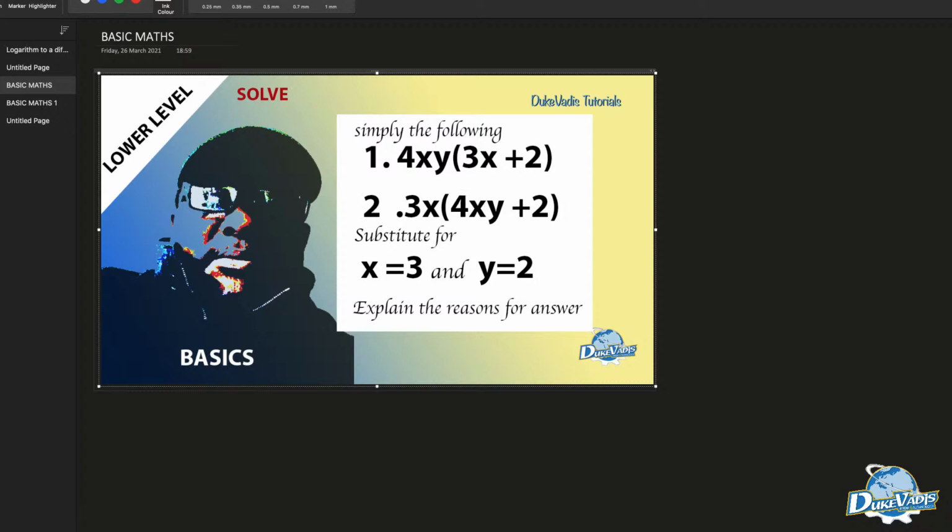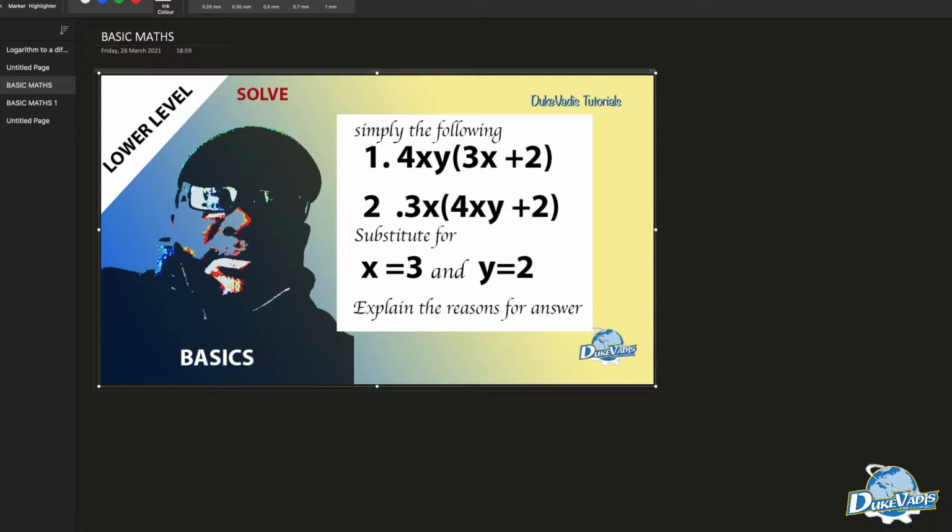Yes, friends, look at what we have on our board. It says simplify the following. The first question says 4xy into bracket 3x plus 2. And the second question, number 2, says 3x out into bracket 4xy plus 2.